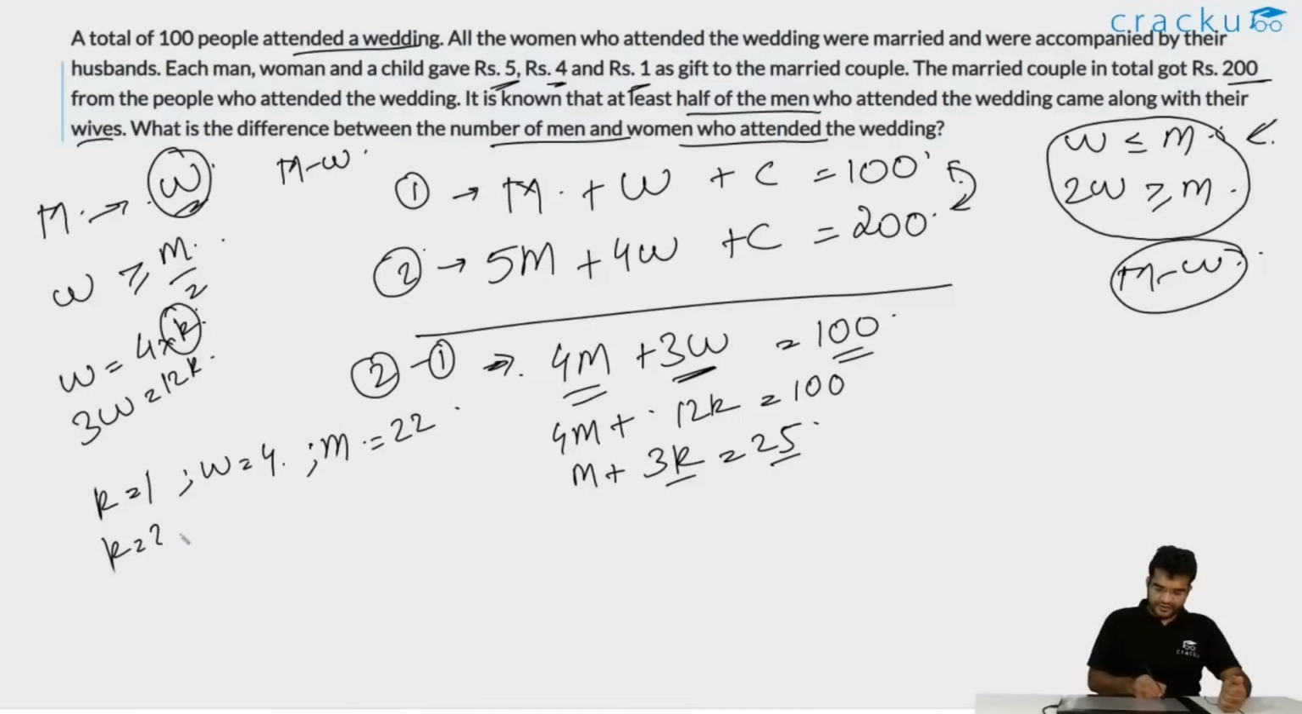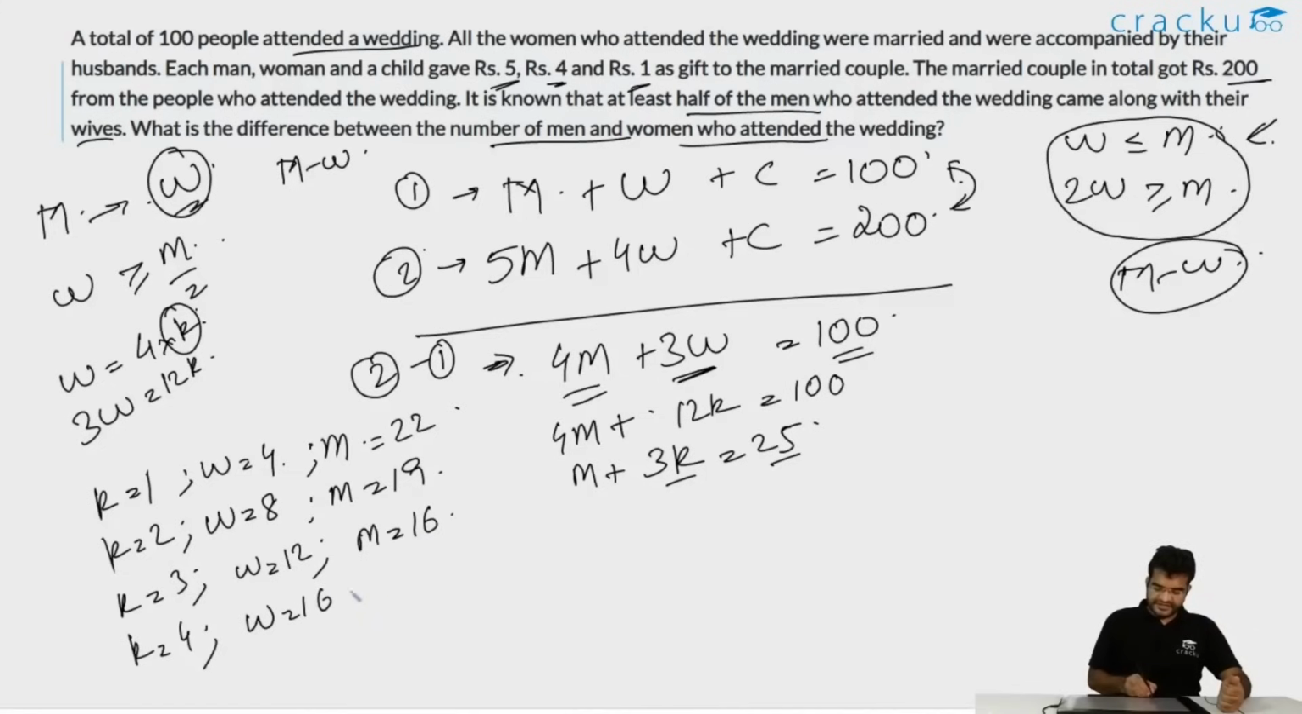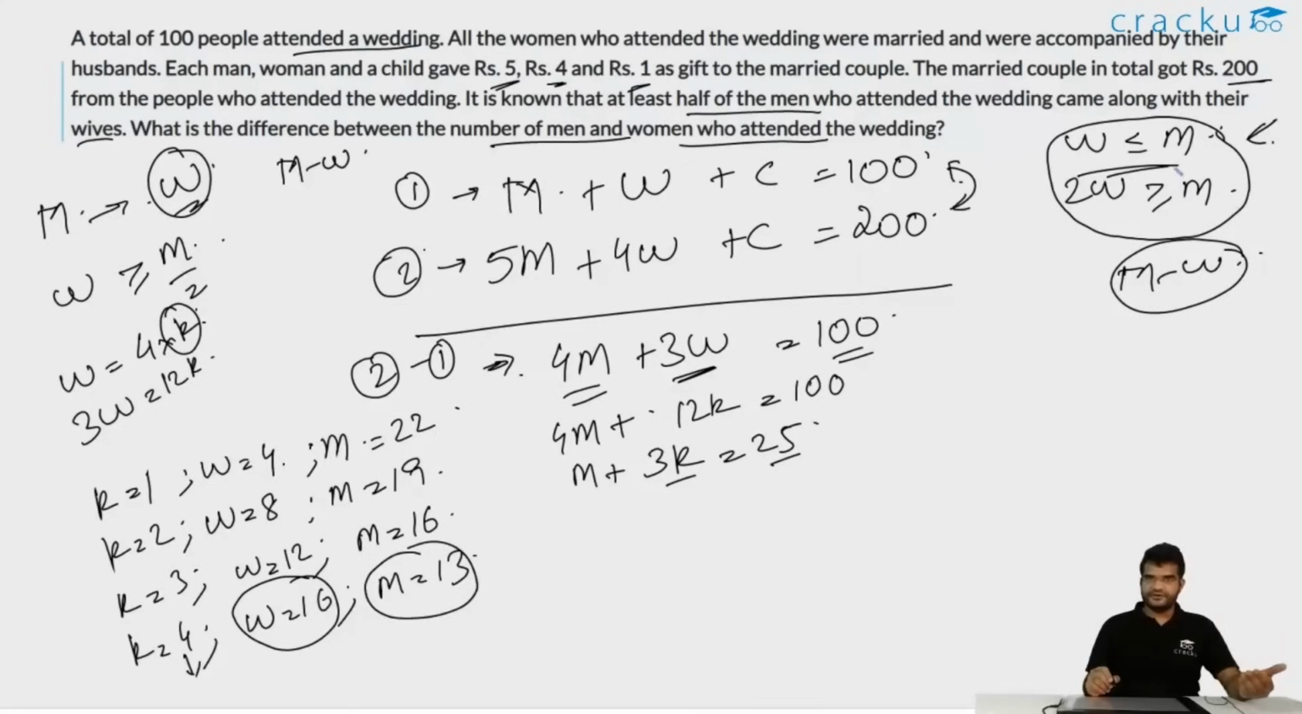If K is equal to 2, W is equal to 8 and M is equal to 19. If K is equal to 3, W is equal to 12 and M is equal to 16. Finally, if K is equal to 4, W is equal to 16 and M is equal to 13. We don't need to go further because for all the values of K which are greater than or equal to 4, the value of W will be greater than the value of M, but that is not allowed. We know that M is greater than or equal to W. So this is not possible.